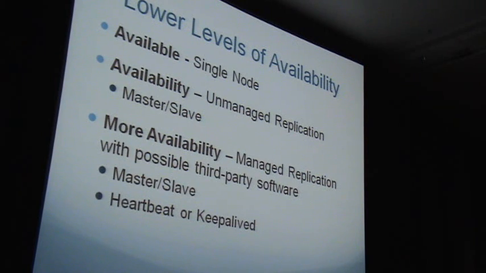So getting into lower levels of availability, we have to know what the lower levels of availability are before we get into the really, really high levels of availability. So available, I call, is just a single node. Yeah, you have something up there. It might be a backup server. It might be serving some piece of content for some customer out there. But there's really nothing more to it than a vanilla MySQL instance. More availability is like an unmanaged replication set, where you just have a master slave. Even more availability would be a managed replication with possible third-party software that would handle your backups, your point-in-time recoveries, maybe even failover with keepalived or heartbeat.